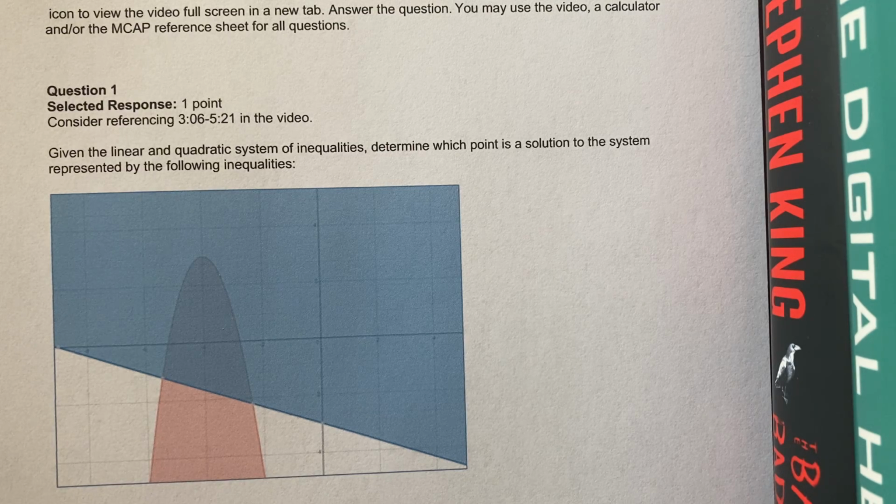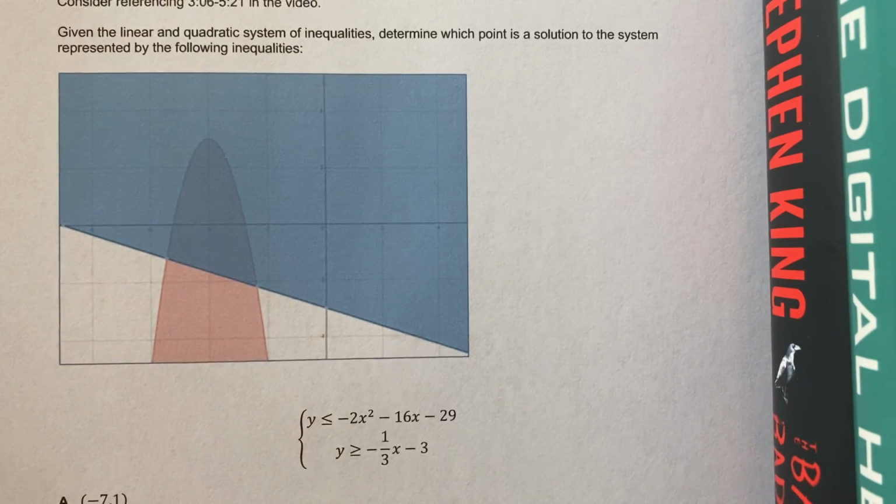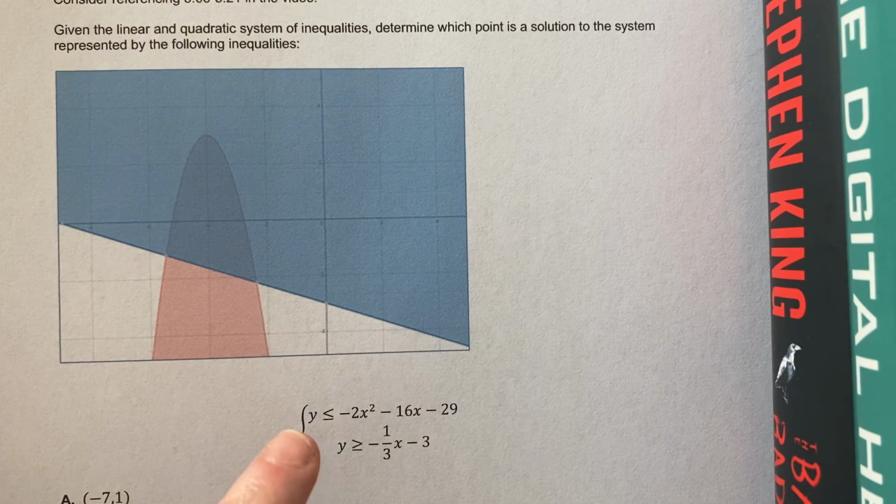a solution to the system represented by the following inequalities. So it gives us our graph here of our functions. It gives us our two inequalities. Our first one is a quadratic inequality. I know it's quadratic because it has the negative 2x squared. And then I also have a linear function because it just has an x variable here that's written in the form y equals mx plus b, that slope-intercept form. They already did the shading for us.